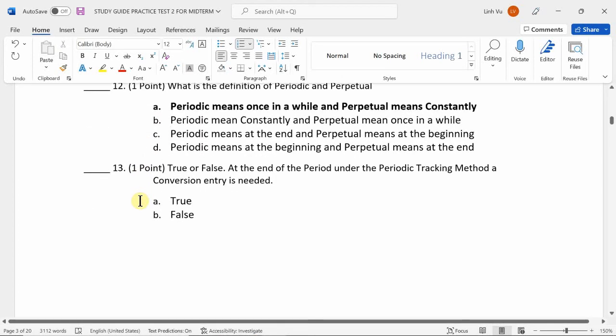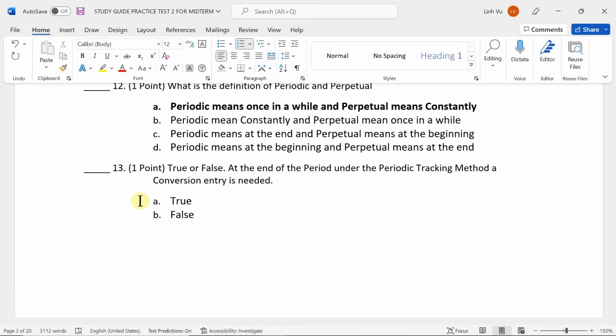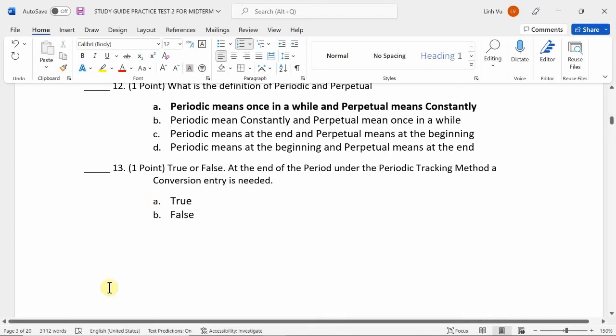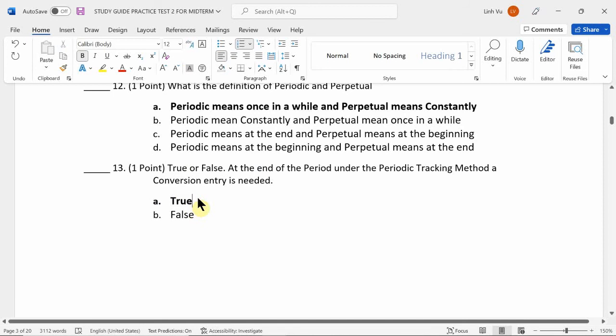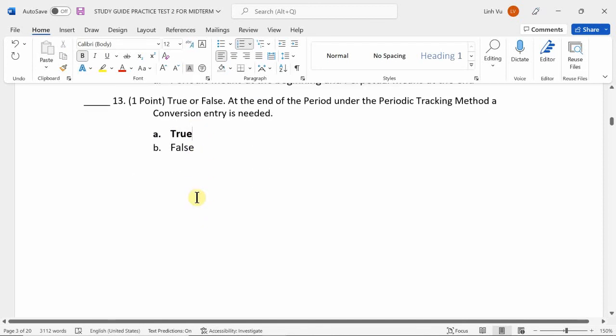Okay. Number 13. True or false, at the end of the period under the periodic tracking method, a conversion entry is needed. Okay, so remember at the end of our periodic inventory, right? We need to complete a conversion entry to convert our expenses into inventory and cost of goods sold. So this answer is definitely true, right? You definitely need to have a conversion entry at the end of the periodic inventory. Okay.